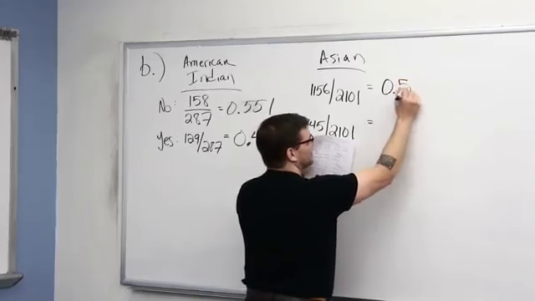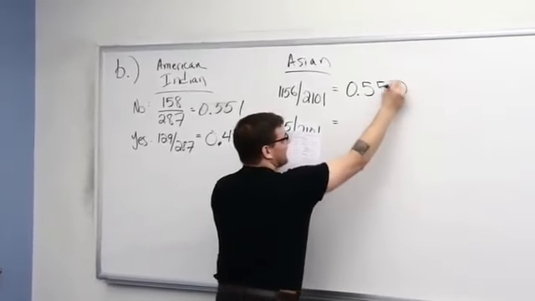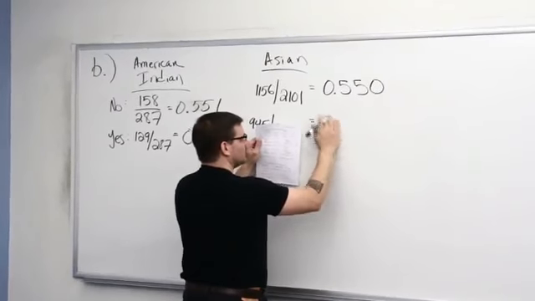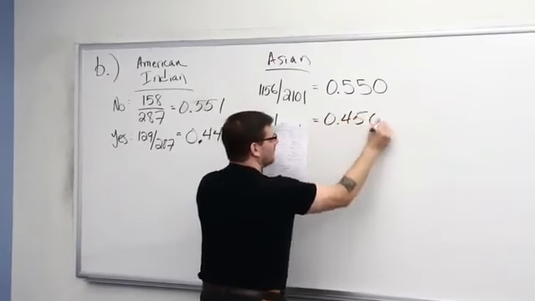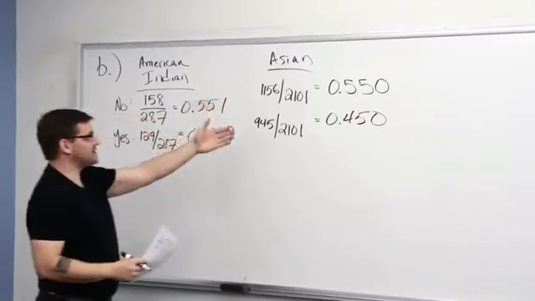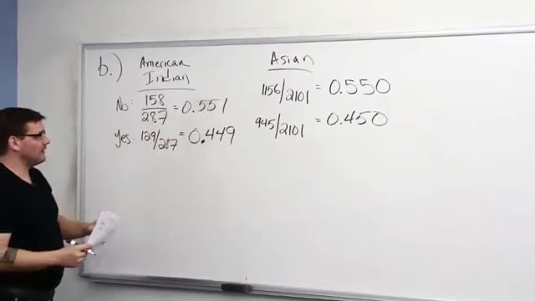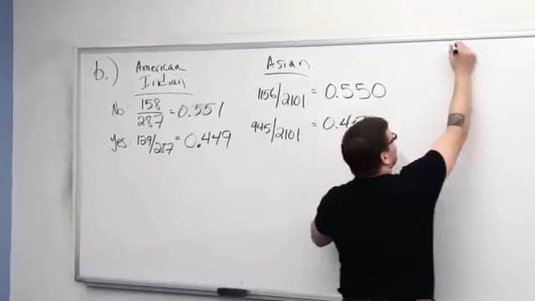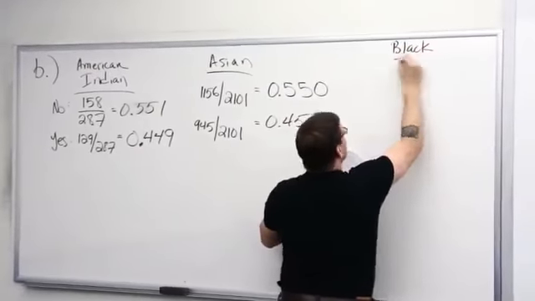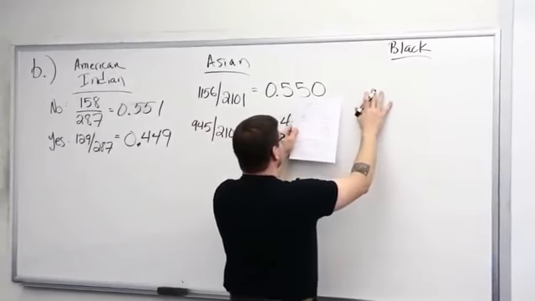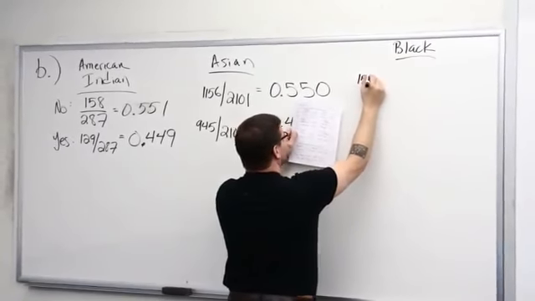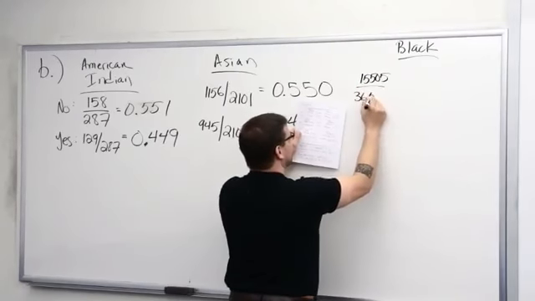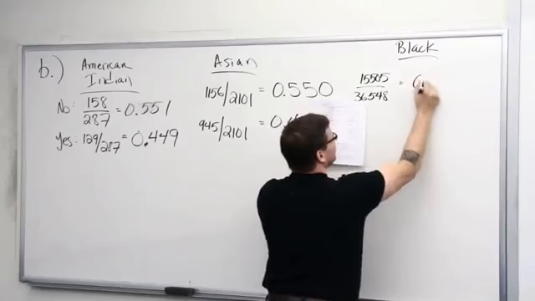Percentages as decimals. This is about 0.550. This is about 0.450. So if I look at Asians, there's the no-yes breakdown, whether or not you were frisked. Oh, I can squeeze in black right here. Just have to write a bit smaller. For the no's, I had 15,505 out of 36,548.